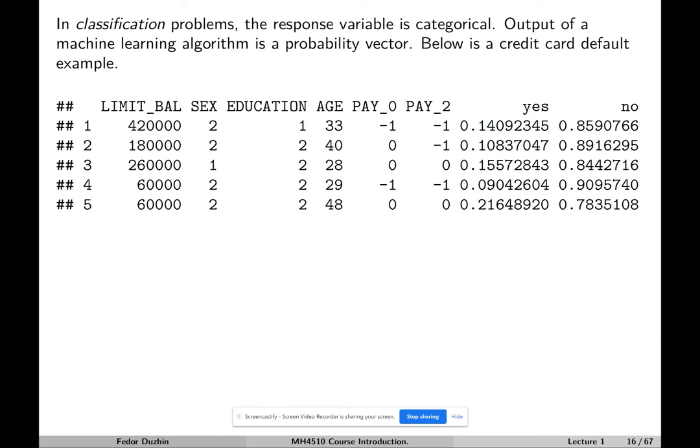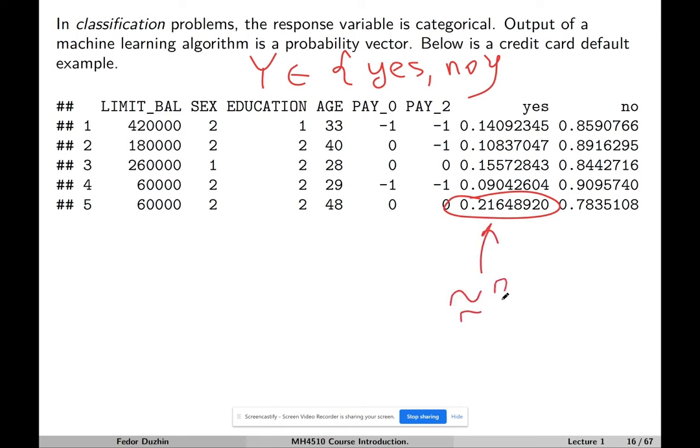In a classification problem, the response variable is categorical, right? Like in the example that we already saw today, credit card default, the response variable in this case is one of the classes, yes or no. Now it is important that while the observed data has a categorical response variable, the output of a machine learning algorithm is something else. It is a probability vector. The output of our algorithm is always a whole vector. So for example, this number here means that according to our algorithm for classification, with the observed values of all the features, the probability that this person is going to default is approximately 22%. So there is a 22% chance that this person is going to default.